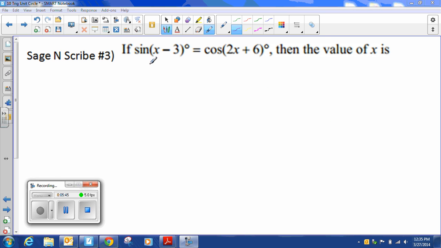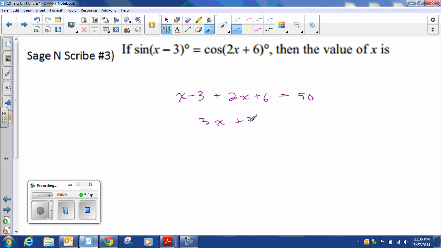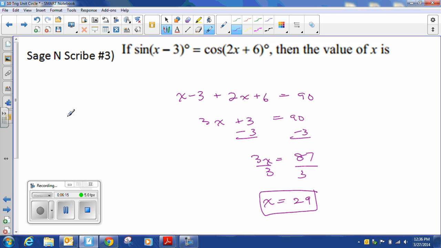All right, so here's another one. If sine of x minus 3 equals cosine of 2x plus 6, then what's the value of x? Same deal, just add these up, set it equal to 90, because we know these are complementary. So combining like terms, we end up with 3x plus 3 equals 90. Subtract 3. 3x equals 87, divide both sides by 3, and x equals 29. Very simple.